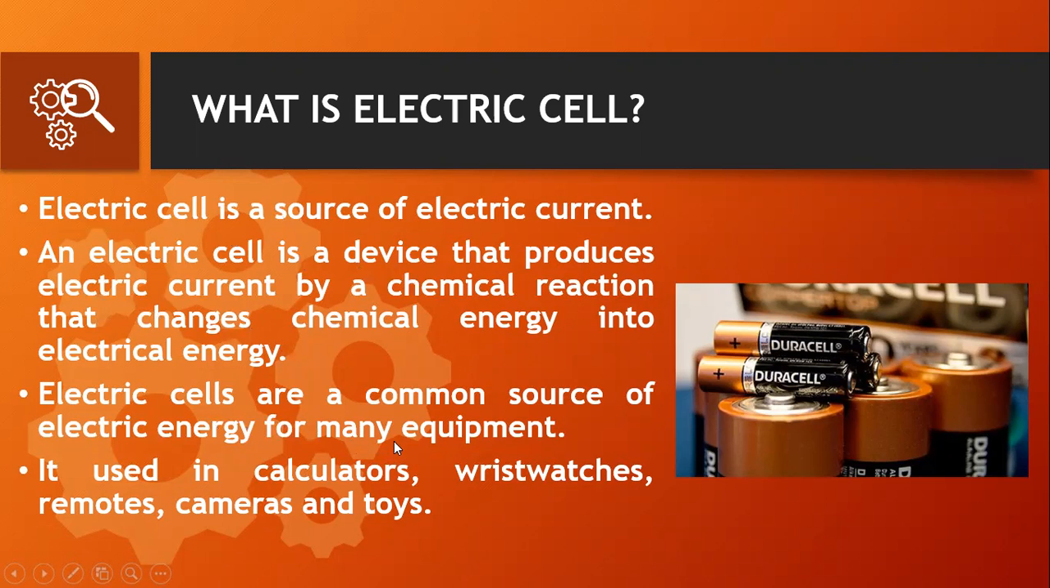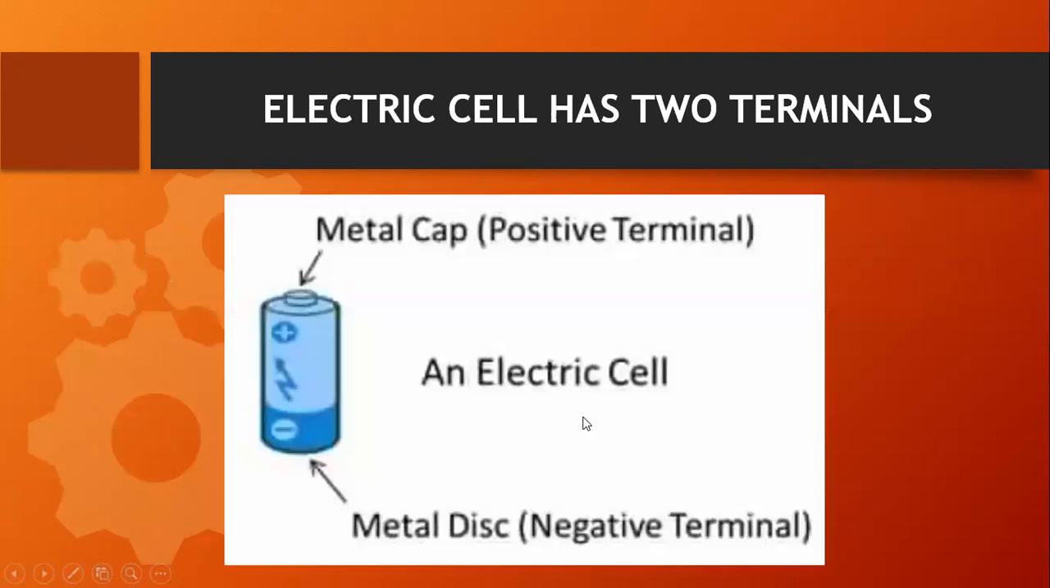Electric cells are common sources of electric energy for many pieces of equipment. For example, they are used in calculators, wristwatches, remotes, cameras, and toys. You have seen a lot of devices around you that use an electric cell. In the clock also you have an electric cell. So let us study something more about the electric cell.